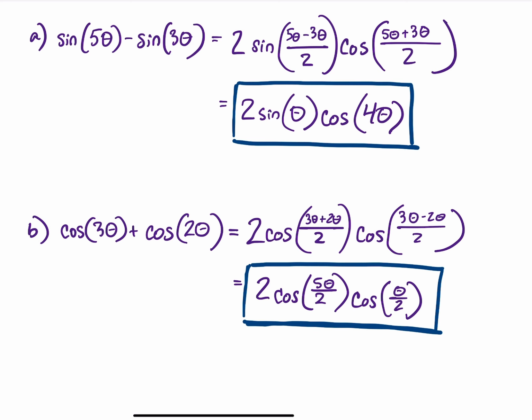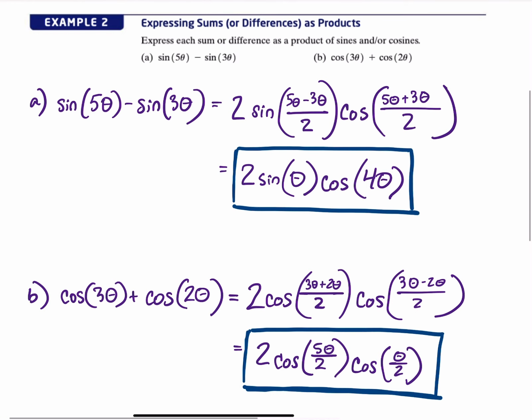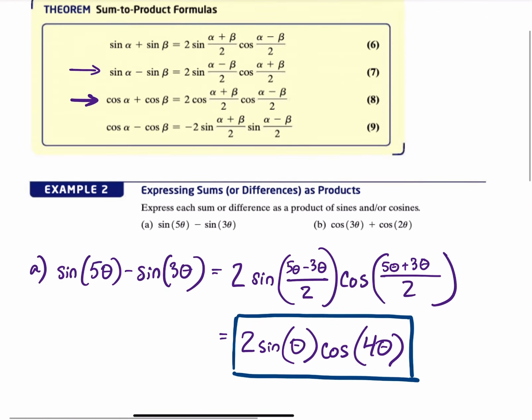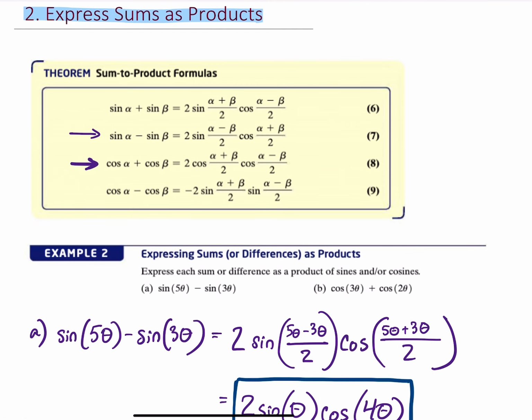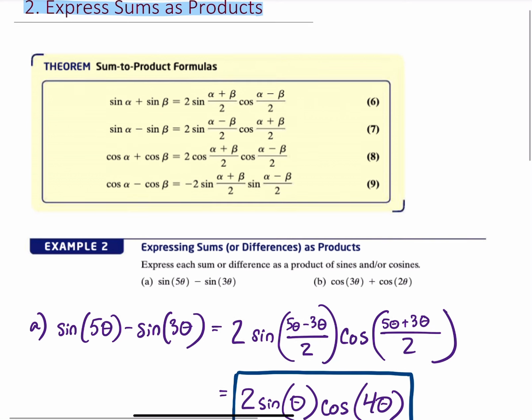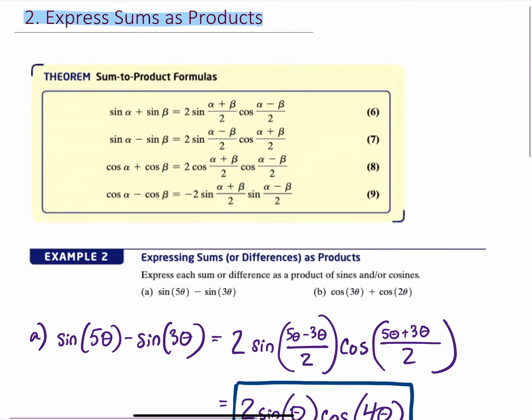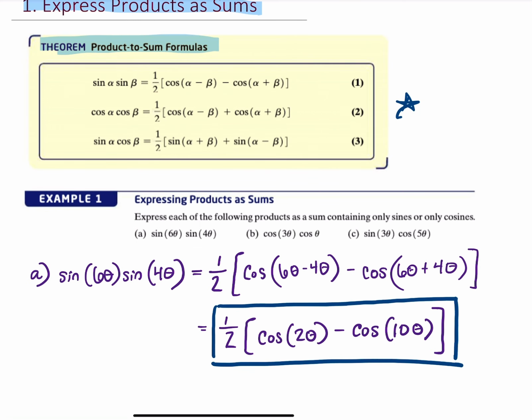So this section is just having us practice with these product to sum and sum to product formulas. And I won't be asking you to memorize these. These are getting pretty complicated, and we have a pretty long list of identities already. But definitely know that these exist and that they can be referenced whenever we need to do something like this, like express a sum as a product, or from our first example, express a product as a sum.